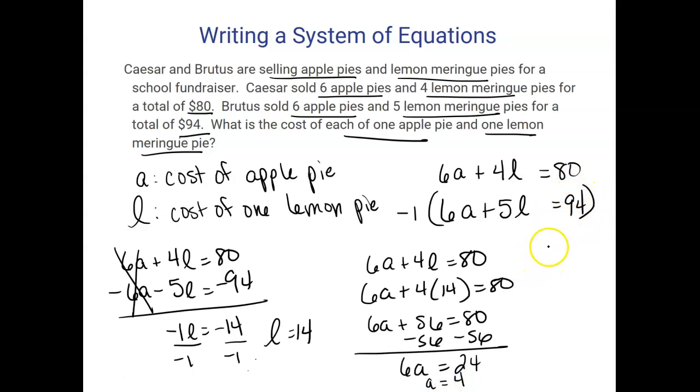So the cost of 1 apple pie is $4. The cost of 1 lemon meringue pie is $14. And I solved all that just by knowing how many pies were sold and the total cost.